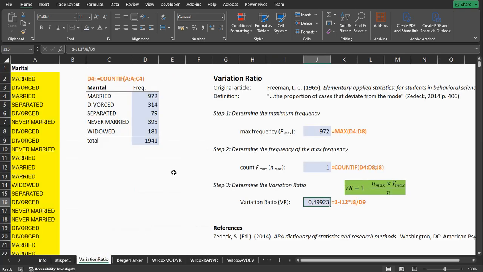First of all, there's the Freeman variation ratio, which is basically the percentage of cells that do not fit into the modal category. Now, for most of these we will need the frequencies, and you can obtain them by simply using a COUNTIF function. Once that's done, you can find the maximum frequency, how often that maximum frequency occurs, and then the Freeman variation ratio is simply 1 minus this one multiplied with that one divided by the total sum. So that's what this one is doing.